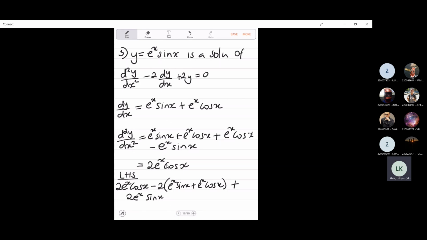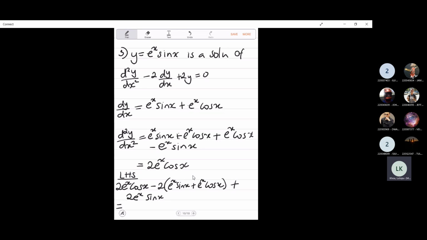Okay, we would multiply out the brackets, but here we can see I have 2e to the power of x cos x, and then I have negative 2e to the power of x cos x, so those two will cancel. And then here I have minus 2e to the power of x sine x, positive 2e to the power of x sine x, so everything will cancel.